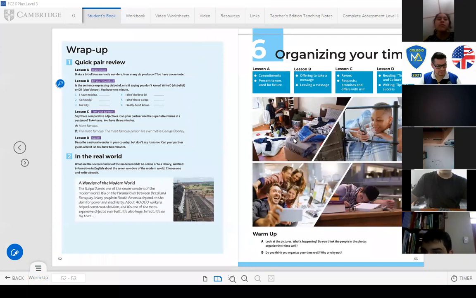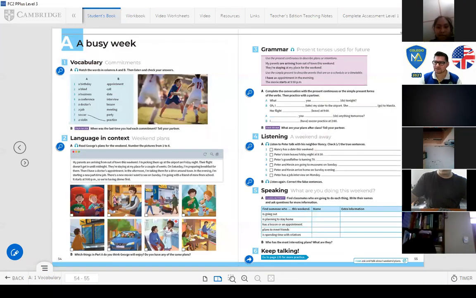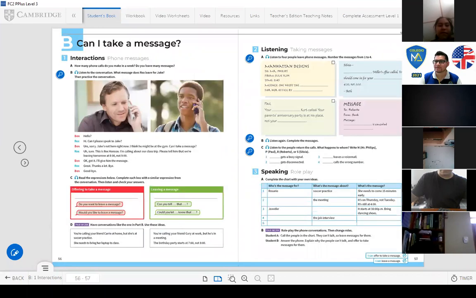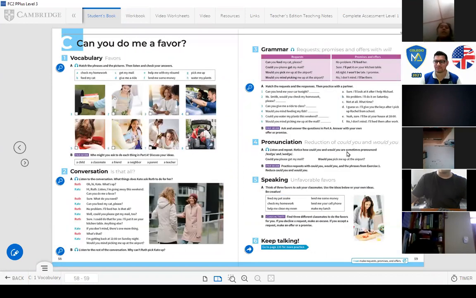In the previous lesson, we were learning some new things, like for example, present tense for future. Then we were learning about this activity, can I take a message, some expressions for offering to take a message and leaving a message, right? And now we should have done this the previous class, but there was a blackout, and we didn't continue, right? Now we are gonna work on this part very fast, yeah?